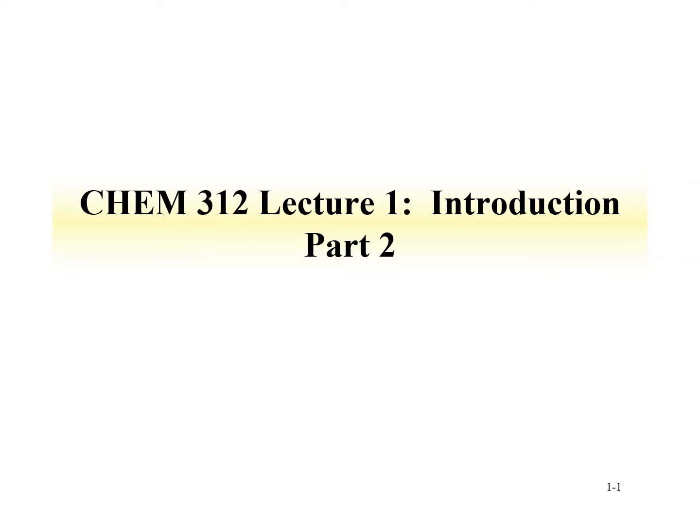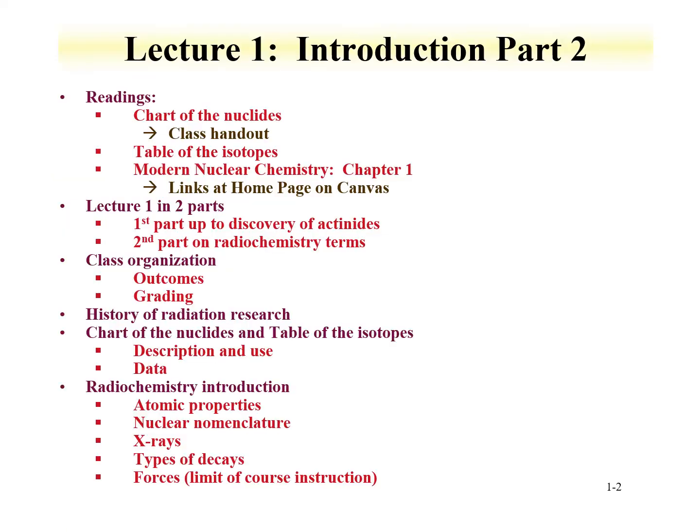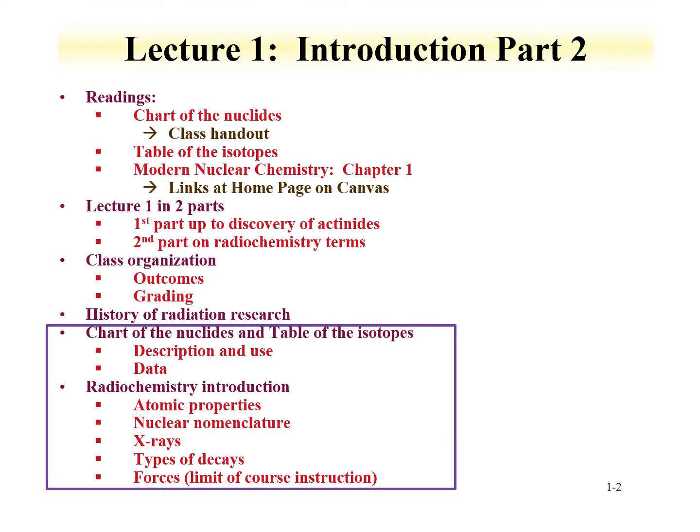Welcome to part 2 of lecture 1 for Chemistry 312 Radiochemistry. This is a continuation of the course introduction. The first lecture covered class organization and the history of radiation research. We ended with the discovery of the actinide elements. Part 2 is going to talk about the chart of the nuclides and table of the isotopes.